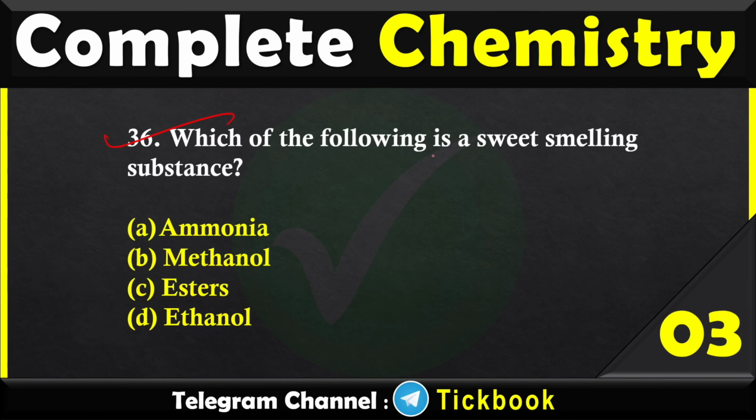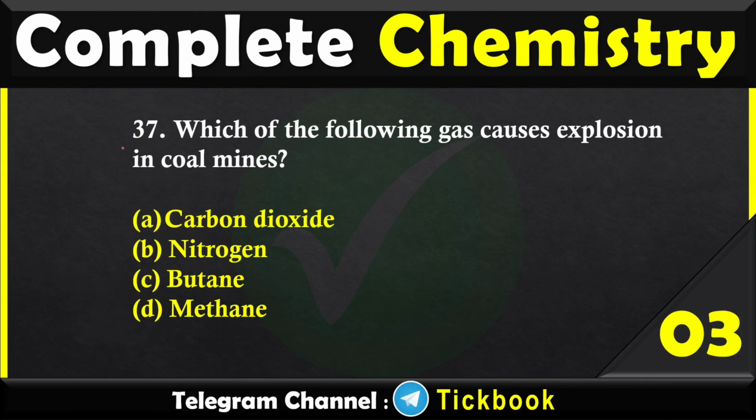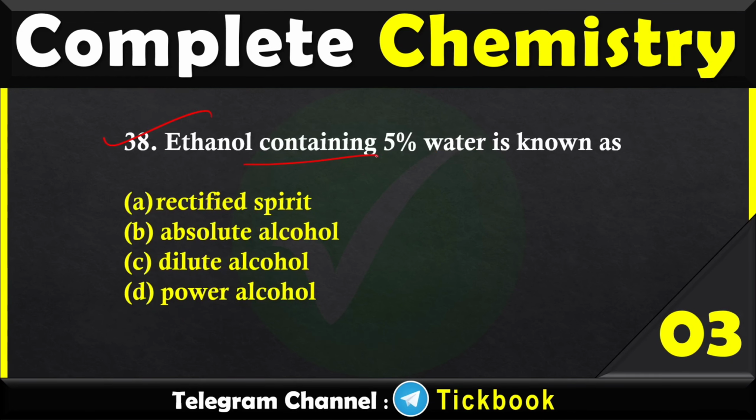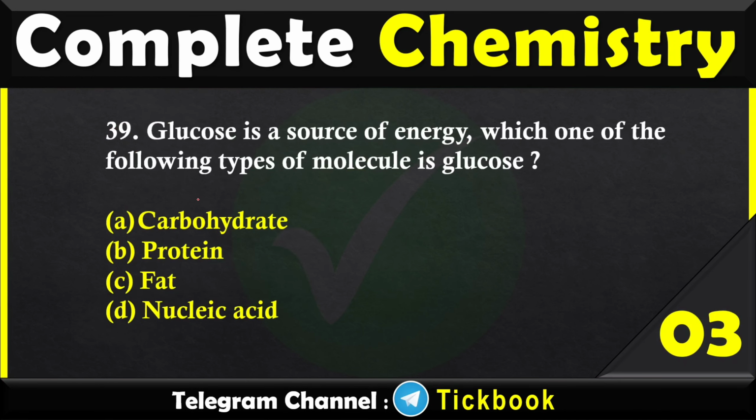36. Which of the following is a sweet smelling substance? Option number C, esters. 37. Which of the following gas causes explosion in coal mines? Option number D, methane. 38. Ethanol containing 5% water is known as? Option number A, rectified spirit.